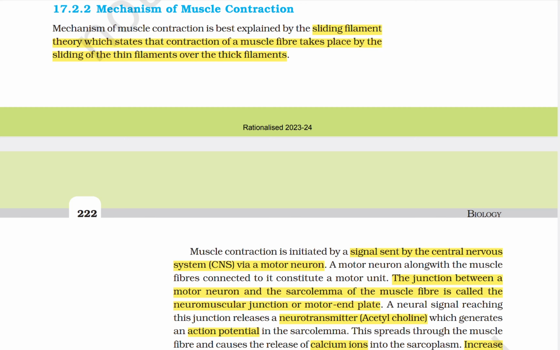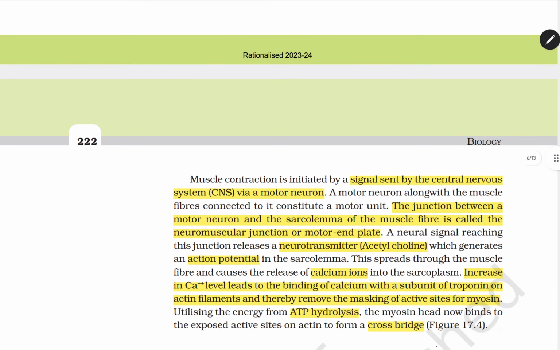Muscle contraction is initiated by a signal sent by the CNS via a motor neuron. A motor neuron along with the muscle fiber connected to it constitutes a motor unit. The junction between a motor neuron and the sarcolemma of the muscle fiber is called the neuromuscular junction or motor end plate. A neural signal reaching the junction releases a neurotransmitter, mainly acetylcholine. It generates an action potential in the sarcolemma and causes the release of calcium ions into the sarcoplasm.